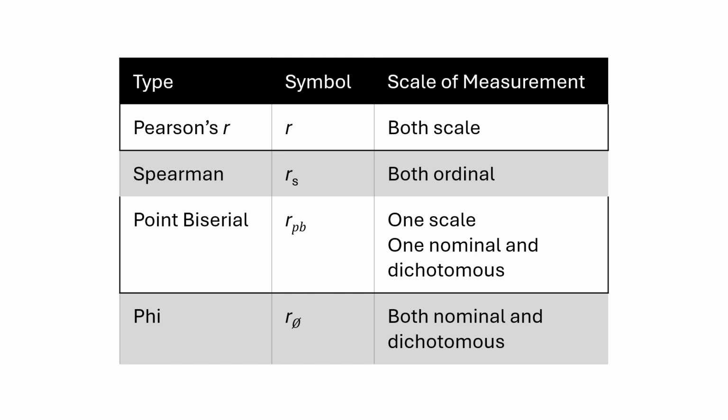Now, a point biserial is if you have one nominal and dichotomous variable and one scale variable. So an example of a nominal dichotomous variable would be like if you're a pet owner, yes or no. So nominal means category, dichotomous means only two levels. So nominal, dichotomous, and scale variable, you can use a point biserial. And then you use the phi correlation if both variables are nominal and dichotomous.